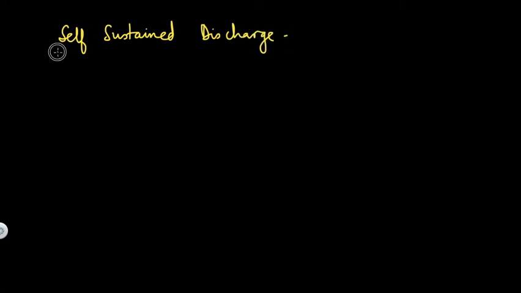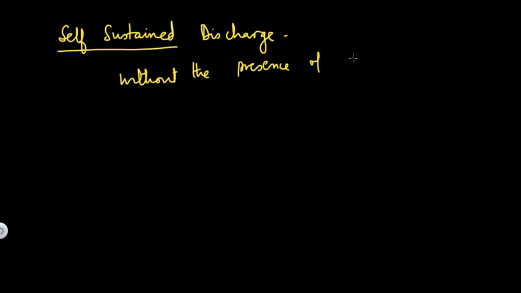Now we define a criterion for self-sustained discharge. By self-sustained we mean a discharge without the presence of the UV source, because if you remember, these primary electrons are generated from the cathode when the cathode is bombarded with UV light, as in the figure from the last class. So when will the discharge be self-sustained?